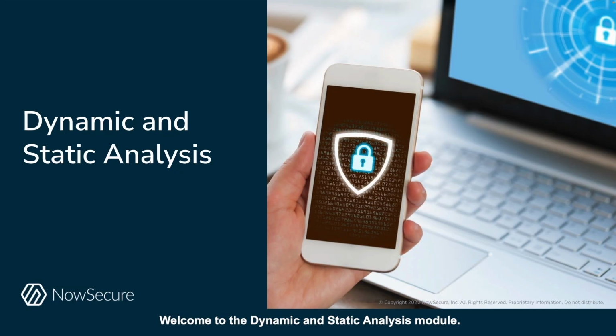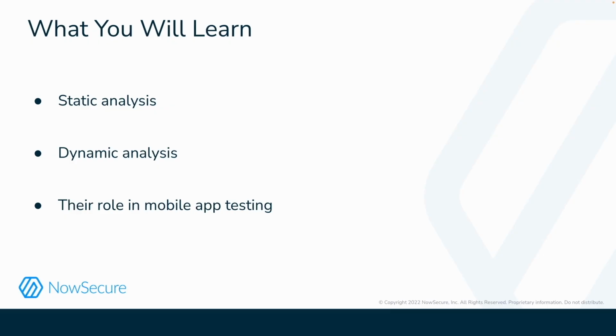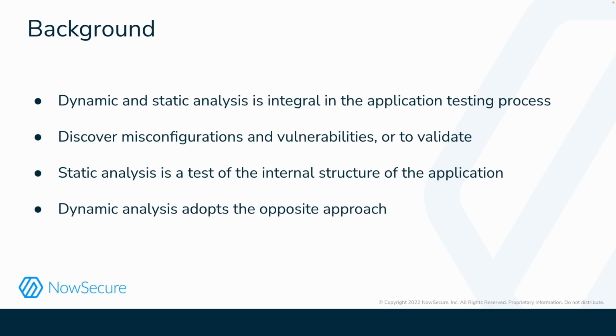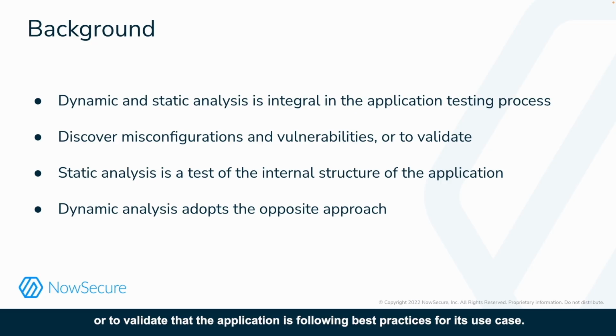The Dynamic and Static Analysis module. In this module, you will learn about dynamic and static analysis and their roles in mobile application testing. The process of dynamic and static analysis is integral throughout the application testing process. They allow analysts to discover misconfigurations and vulnerabilities, or to validate that the application is following best practices for its use case. Static analysis is a test of the internal structure of the application rather than functional testing. Dynamic analysis adopts the opposite approach and is executed while a program is in operation.